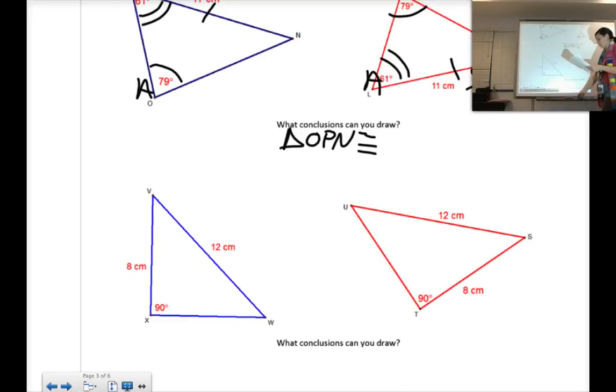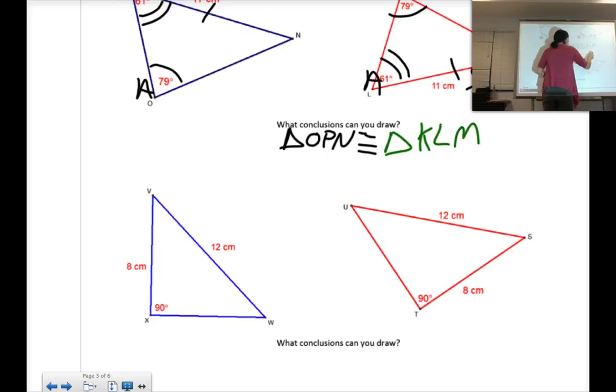Okay, who can give me the congruence here? Triangle OPN is congruent to triangle KLM. If you don't put that triangle, I have no idea what you're talking about, and I'll mark it wrong. You have to have the triangle there, okay? Because if you just put KLM, that's just 3 random letters. I have no idea what you're talking about, okay? All right, last one.